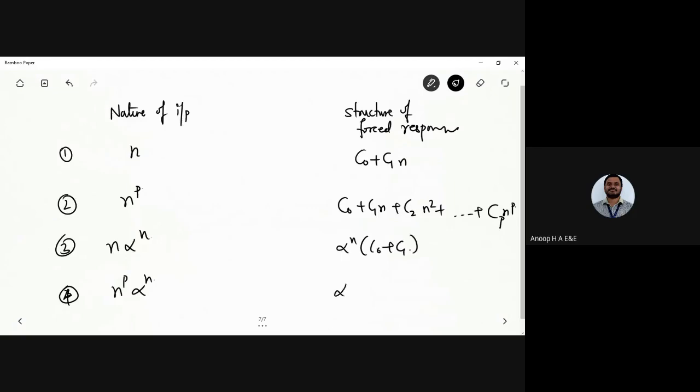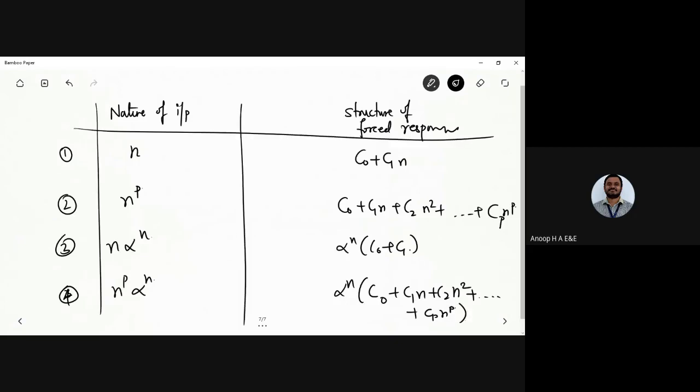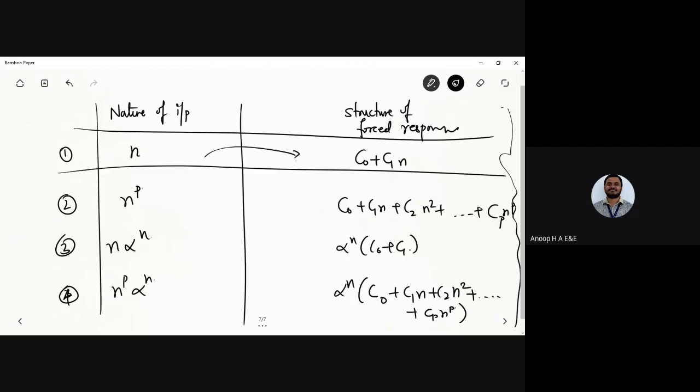So here I can write alpha power n, where I will be having C naught plus C1 n plus C2 n squared plus up to Cp n power p. So depending on the nature of the input, I'll be having the structure of the forced response being present here. For n, I can have C naught plus C1 n. For n power p, I'll be having C naught plus C1 n plus C2 n squared up to Cp n power p.